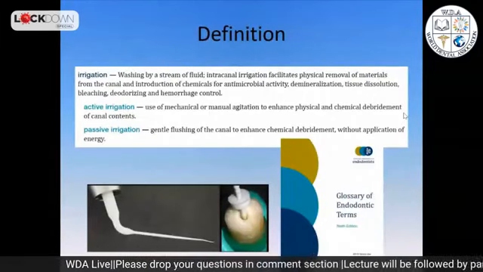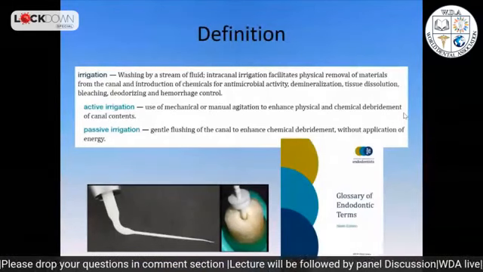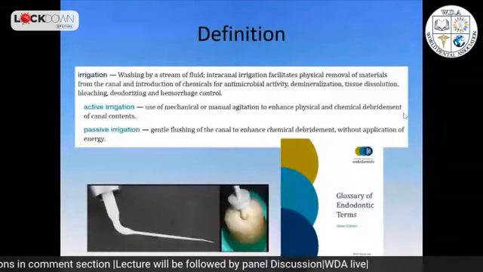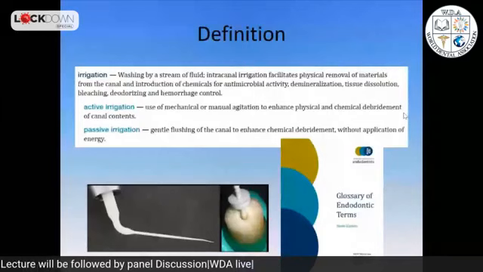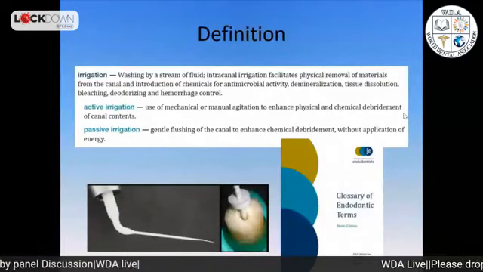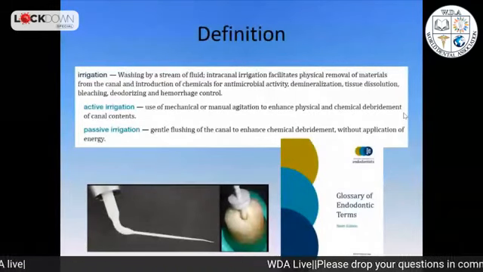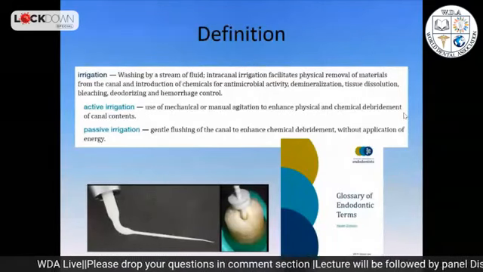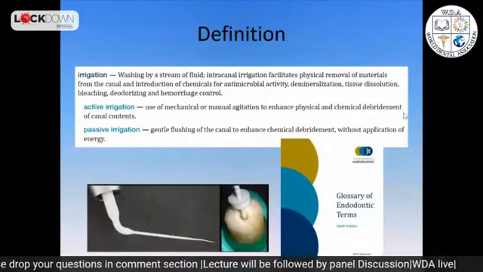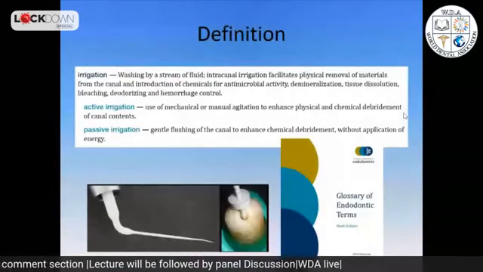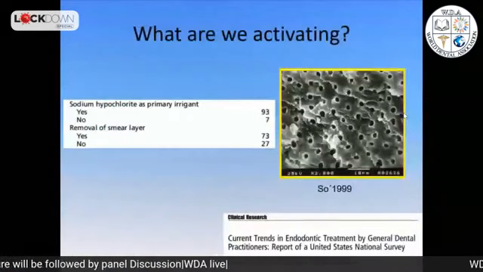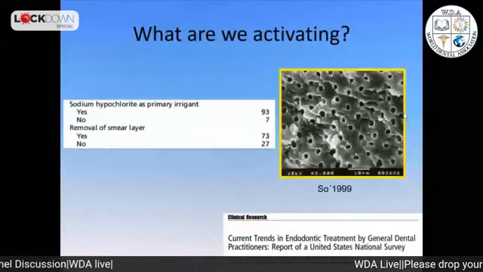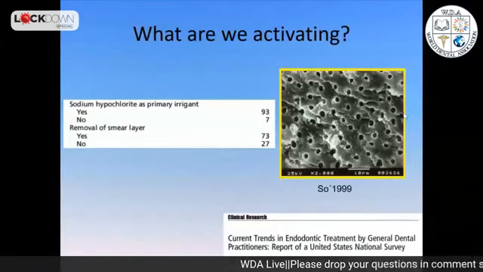This is in comparison with passive irrigation, which is just placing your chemicals inside the canal with your needles. Now, we have to say that normally this active irrigation follows the passive. So it's something that you use in addition, not as an alternative. Now, what are we activating? What are people using? Because often we get asked, what are people using as irrigants?